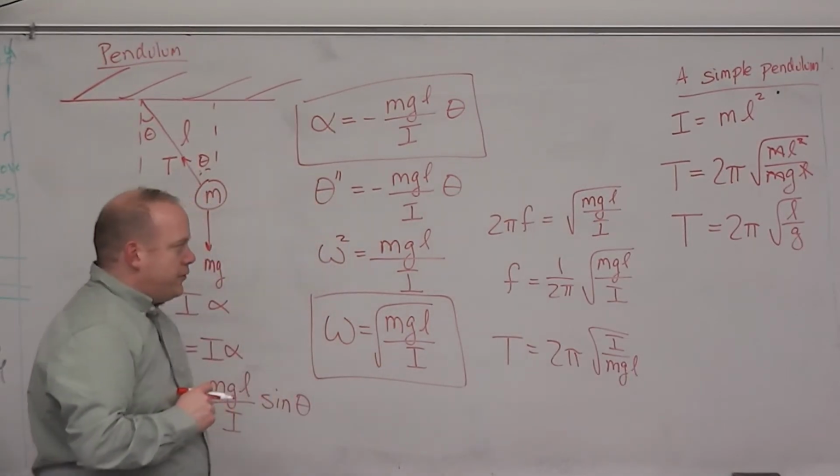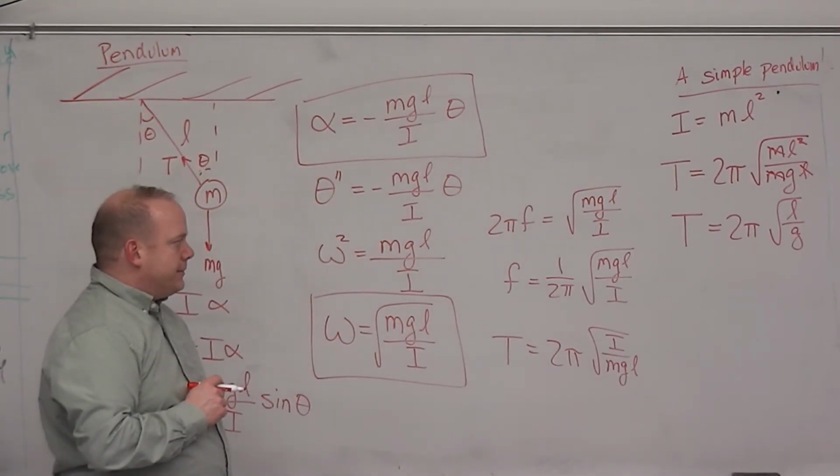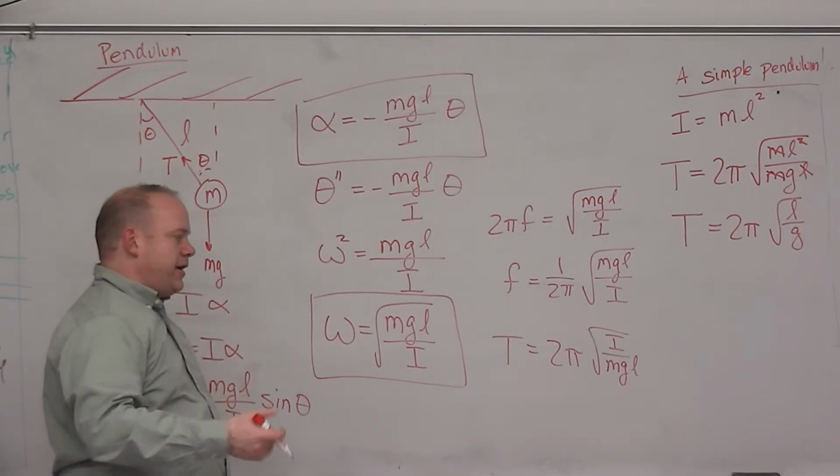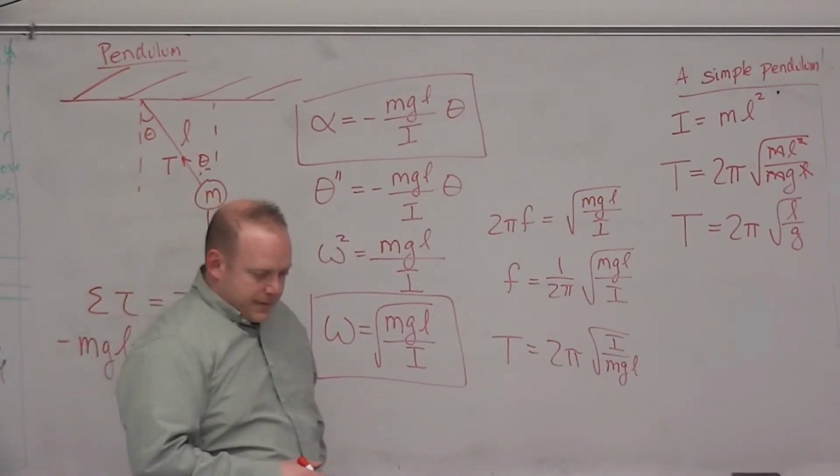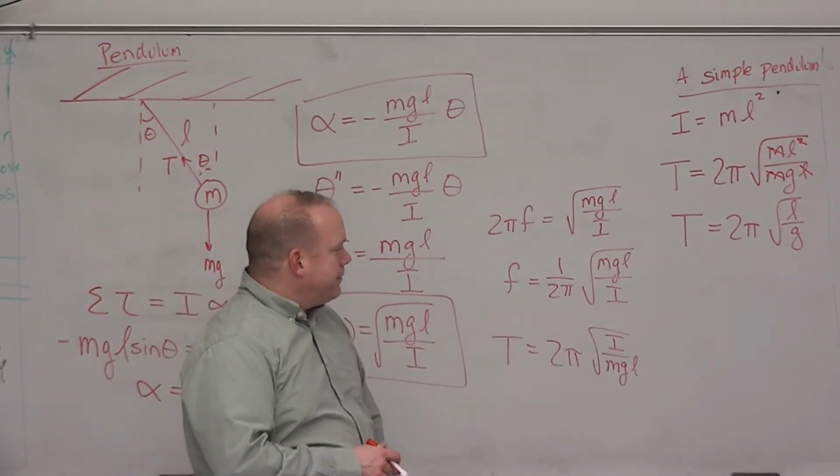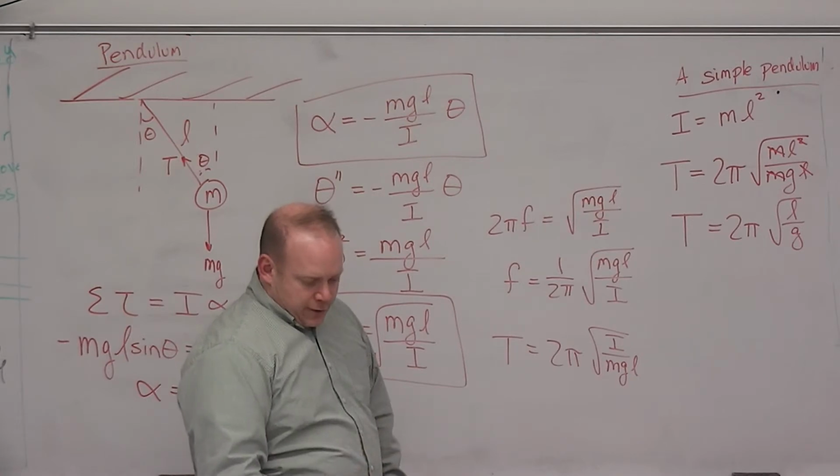So the period is equal to 2 pi root L over g for a simple pendulum. And you can solve for frequency and angular frequency and everything else like that. But the period of a simple pendulum is 2 pi root L over g.